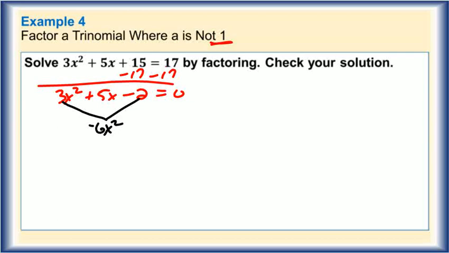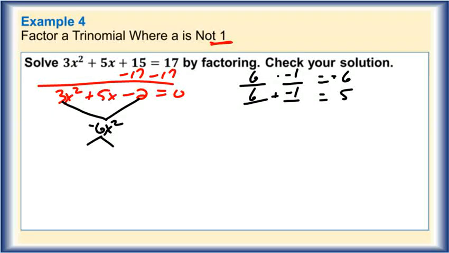And the AC method just means take the A times our C and get a new C term. So now I have to think, what do I multiply to get negative 6, but add them together gives me a positive 5? So I know that 6 times negative 1 is negative 6, and 6 plus a negative 1 is 5. So I'm going to put 6 here. This would be 6x, and this would be a negative 1x. Bring down the sides. So now we have 3x squared plus 6x. And over here I have negative x minus 2.